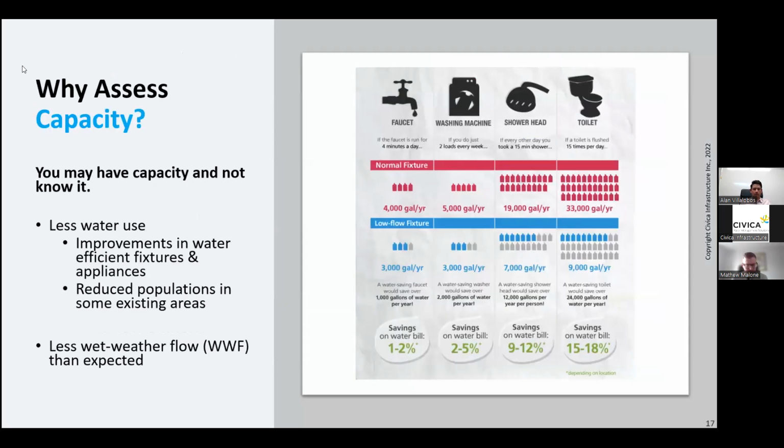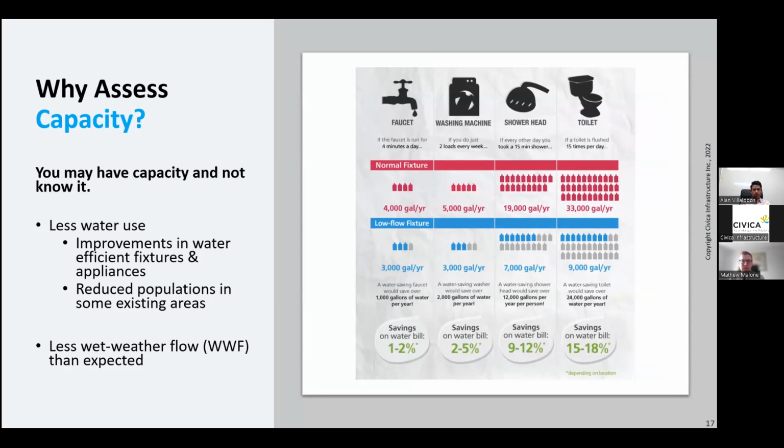So why do we do this? Why do we model? Why do we assess capacity? One of the things is, you may have capacity and not know it. With a lot of the innovation and technology for things like water use, low flow toilets, high efficiency water use fixtures, there have been improvements in terms of how much water we use on a per capita basis.